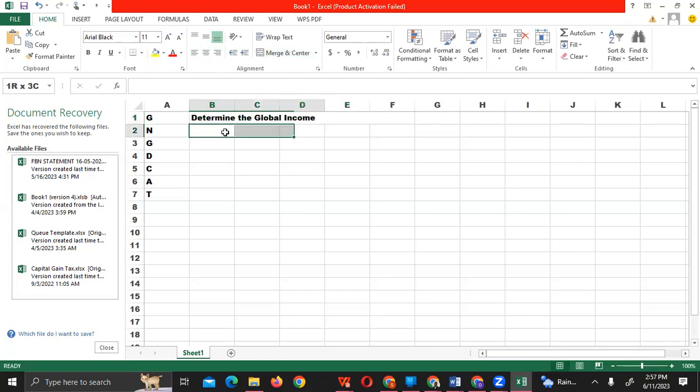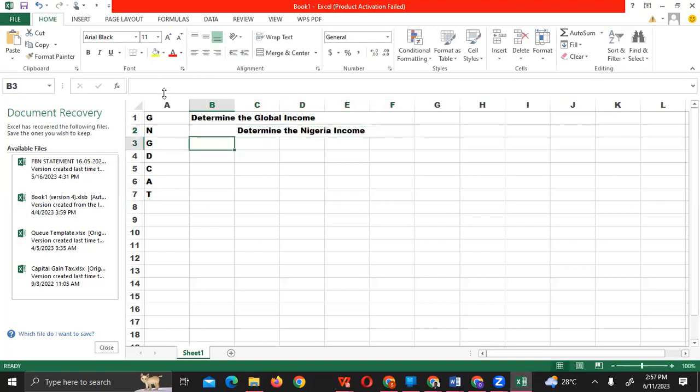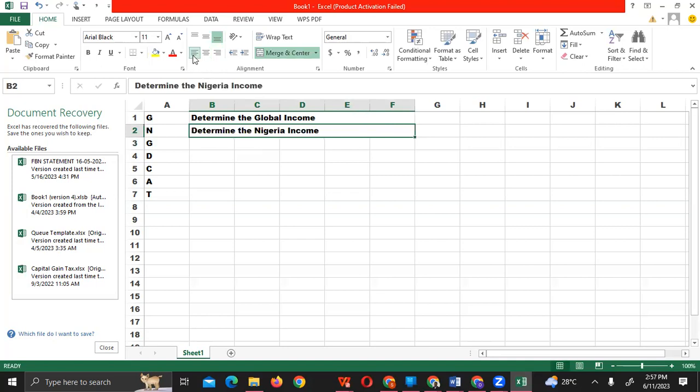The second thing I will do is determine the Nigerian income, and that's where the bulk of the work is. Because don't forget that it is only income assessed to tax in Nigeria that will be subjected to tax in Nigeria.